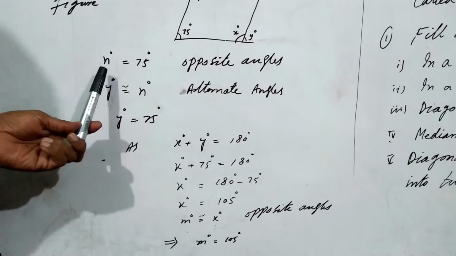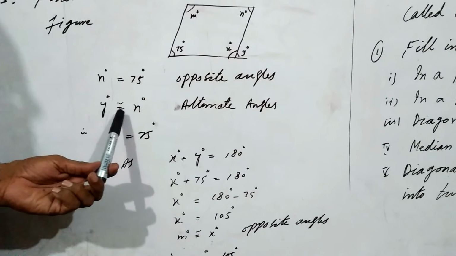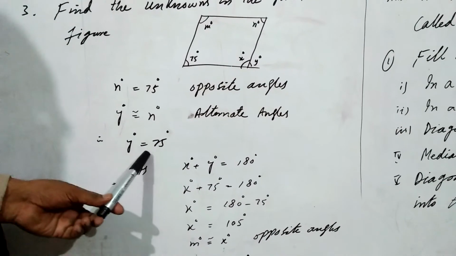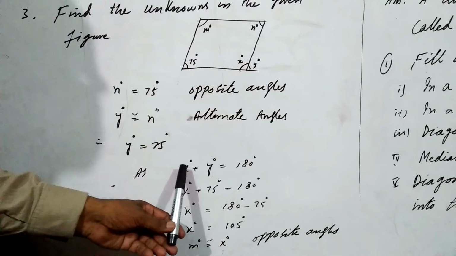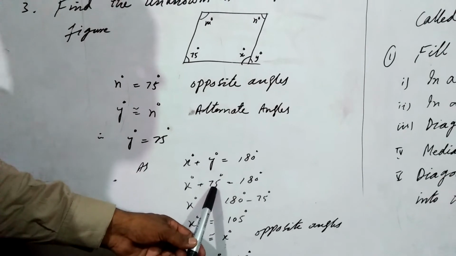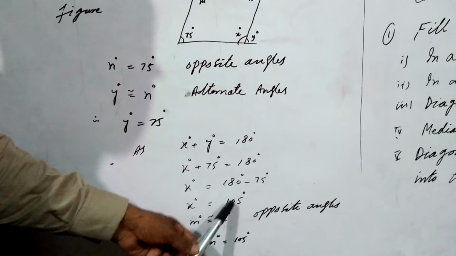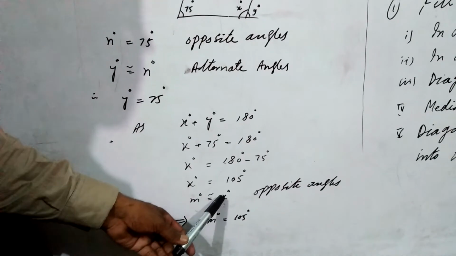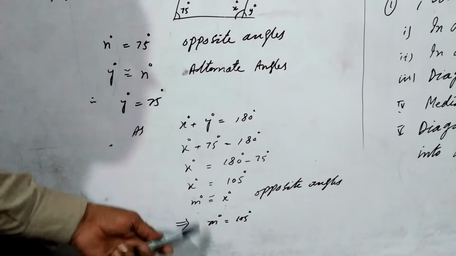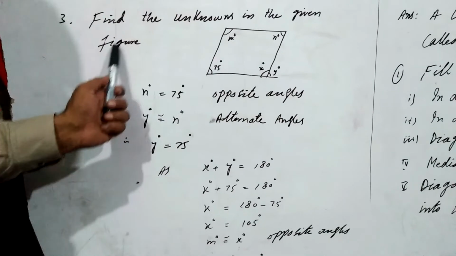Solution is N degree is 75 degree, opposite angles. Y degree is congruent to N degree, alternate angles. So therefore Y degree is equal to 75 degree. As the sum of X degree and Y degree is equal to 180, putting the value of Y degree 75 degree, so final value of X degree is equal to 105 degree. As M degree is equal to X degree, so M degree is equal to 105 degree. In this way we find all the values of unknowns in this question.